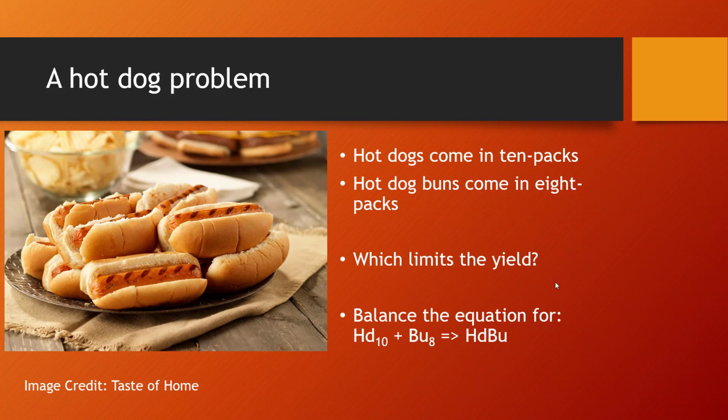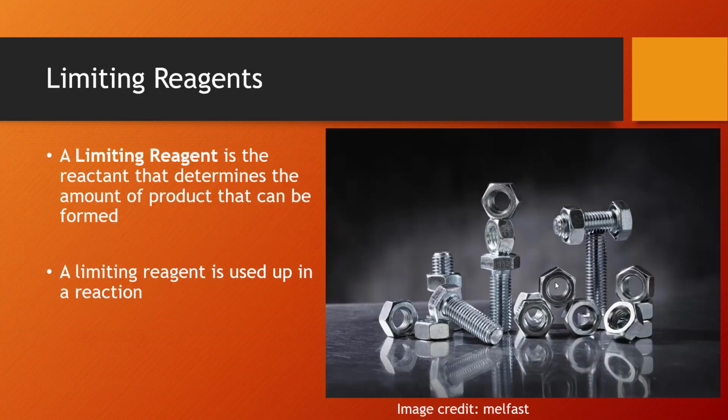So if you balance the equation for HD, meaning hot dog, 10 and BU, 8, the buns, making HD-BU, their 1-to-1 ratio, you're going to require 4 packages of hot dogs and 5 packages of buns to make 40 hot dogs. That's a lot of hot dogs. But you can see where limiting reagents and limited yield can come into play here.